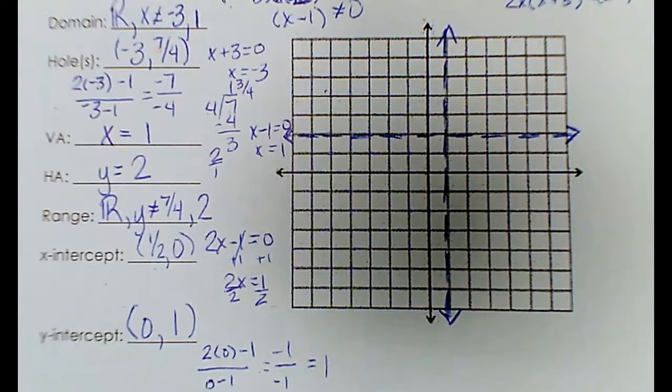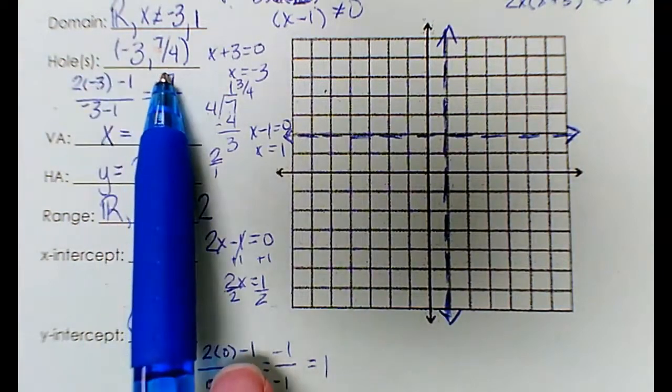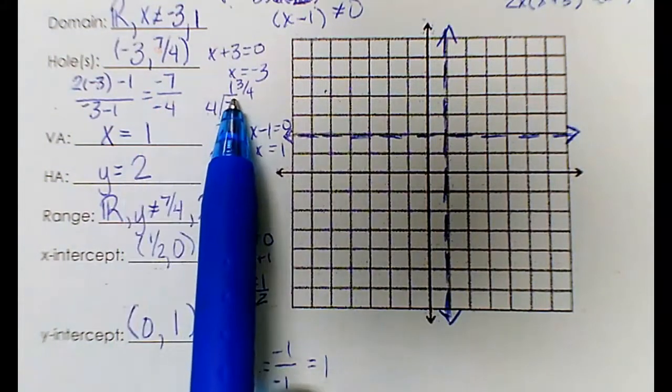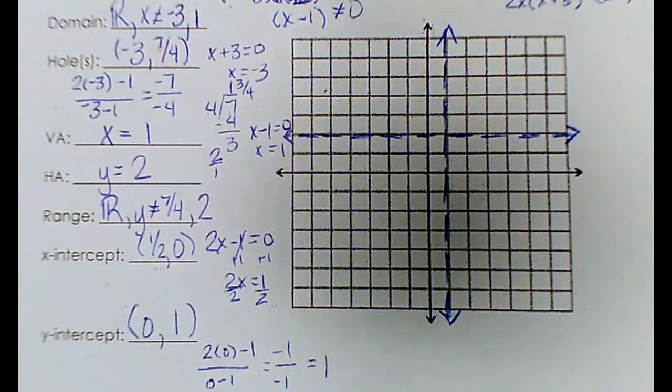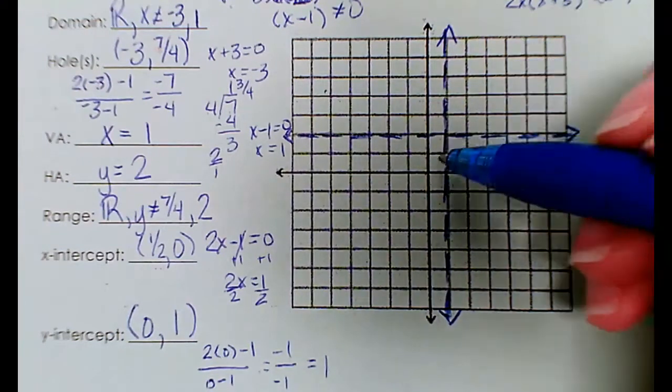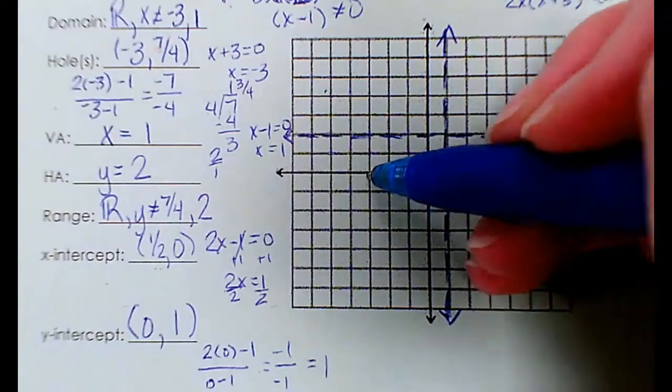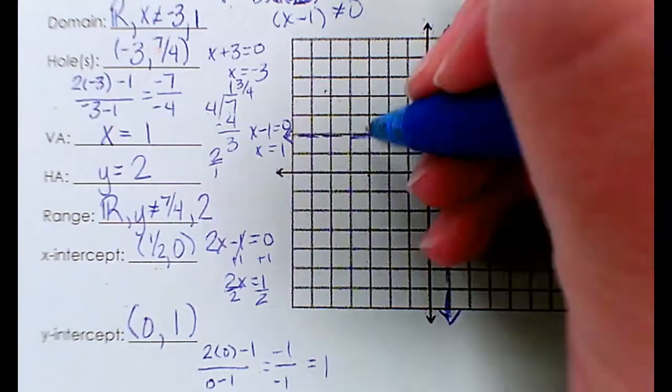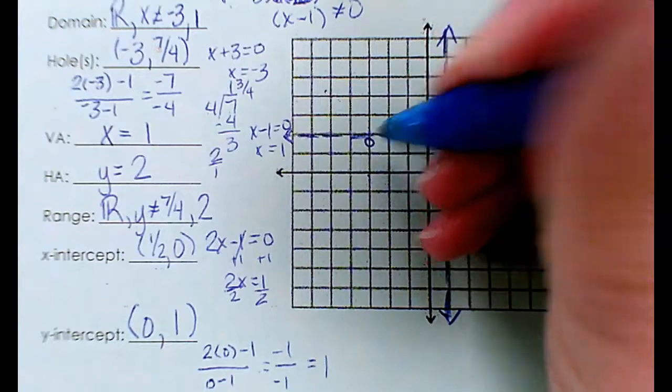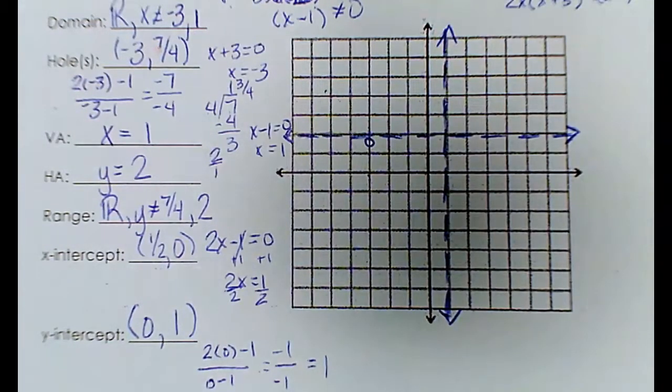So in addition to those asymptotes, we need to put the hole in there. The hole occurs at -3 comma what? 7/4, which we found out was kind of like graphing 1 3/4. So I'm going to go plot the hole, but when I put it, I'm not going to put a closed point. I'm going to put a what? An open point. So the hole occurs at -3 comma 1 3/4. There's kind of an open hole right there.